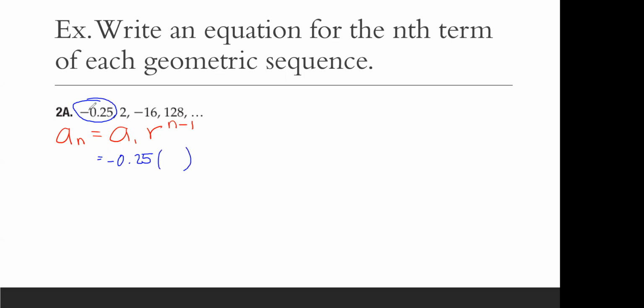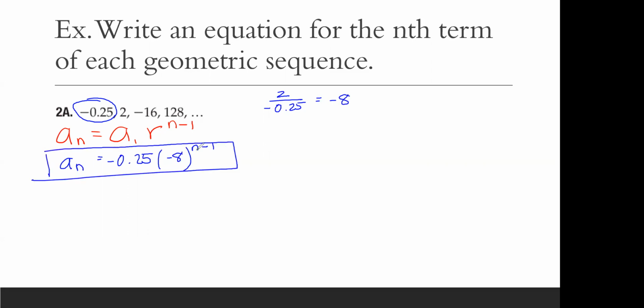Okay, so we have to figure out what we do to negative 2500 to get to 2, which is the same thing we do to 2 to get to negative 16. You can take the second term, 2, and divide that by the first term, negative 2500, and punch that into your calculator, and you end up getting negative 8. So the common ratio is negative 8, so we put that in parentheses, to the power of n minus 1. This equation starts off as a sub n. It's just asking for the equation, so that's all that we need.